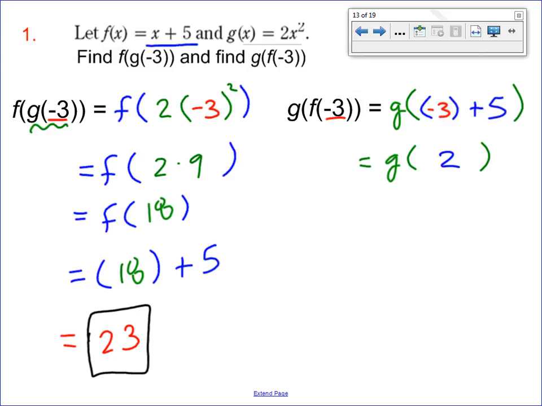That's g. g is 2 times input squared. And so I'll rewrite that as 2 times input squared, except my input is 2. And we'll go ahead and work from the inside out. It looks like exponents come first. But this time I get 4, and then times the 2 last. Final answer, I'm getting 8.